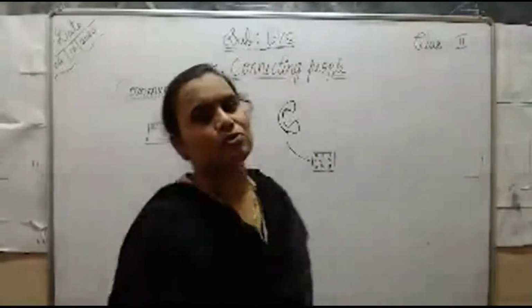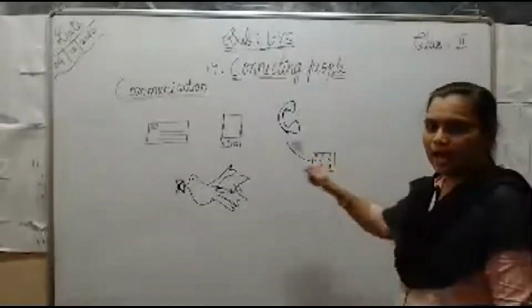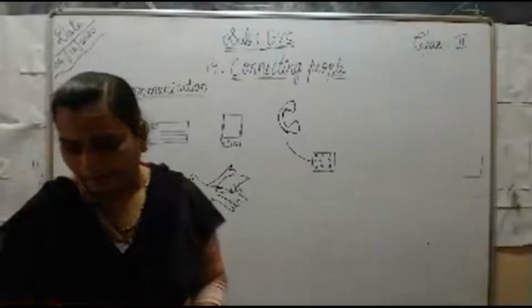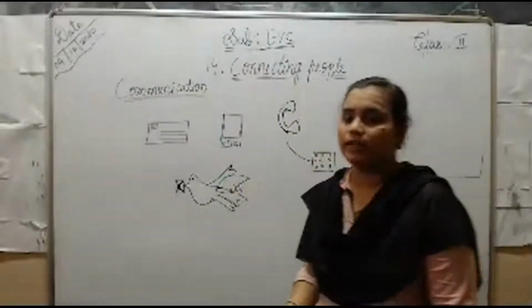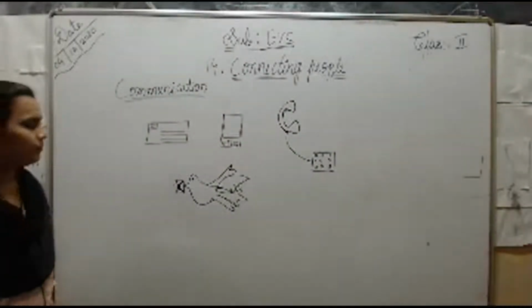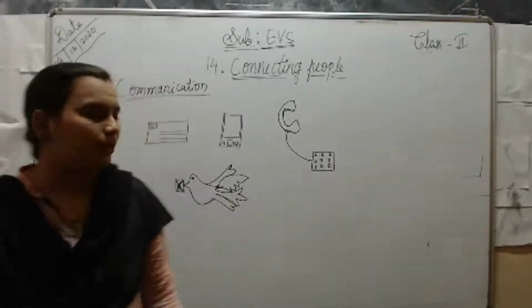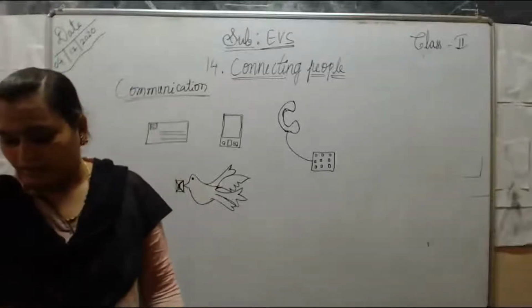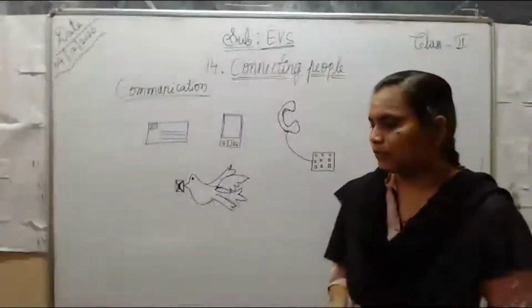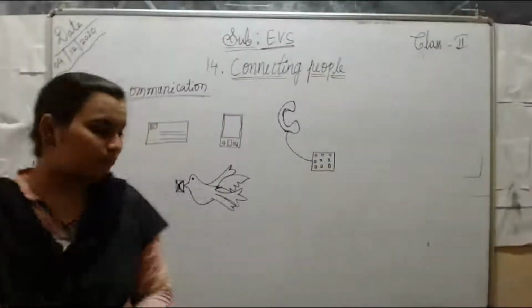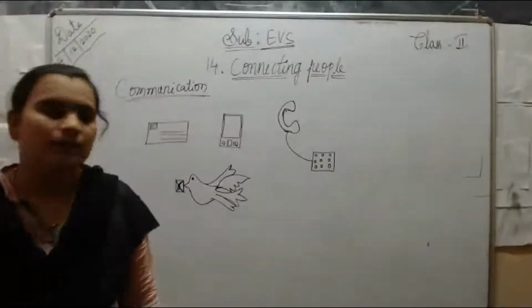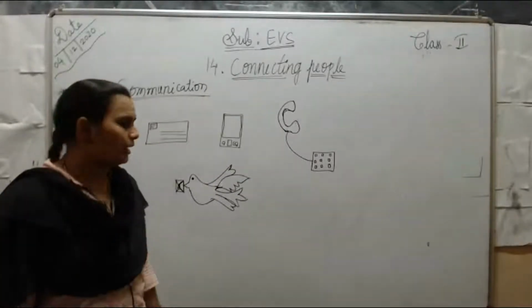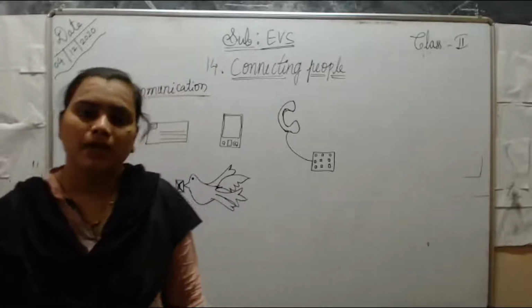Nowadays, we have the fastest means of communication, that is telephone and mobile phone, and also we have postcards. With these we can connect people within seconds. We send letters, postcards, and parcels through the post office. These are the means of communication. And we also communicate with many people through newspaper, radio, and books.